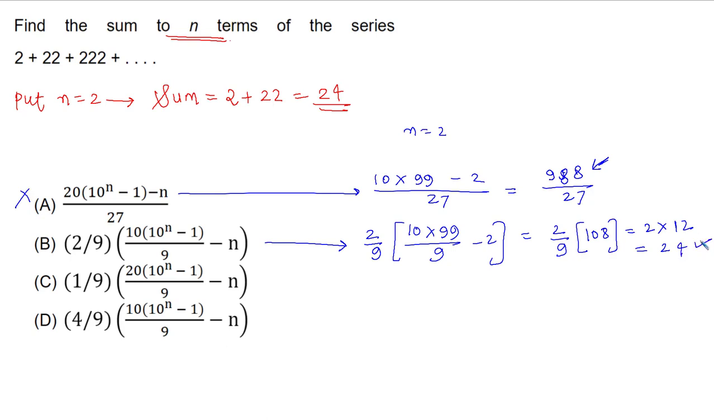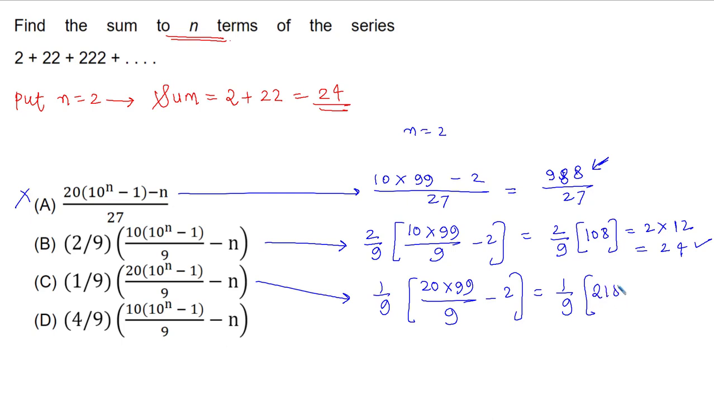It may be possible that more than one option gives 24 after putting n equal to 2. In that case we need to put n equal to 1, or 3, or 4 to eliminate the others. Now let's check option C. This is 1 by 9 into 20 into 99 divided by 9, minus n, which means minus 2. This is 1 by 9 into 11 into 20, which is 220. 220 minus 2 is 218. This is not divisible by 9, so this option got eliminated.